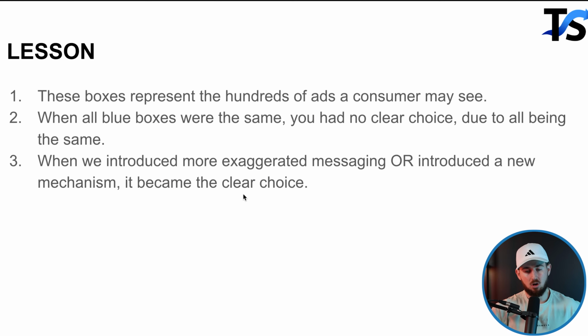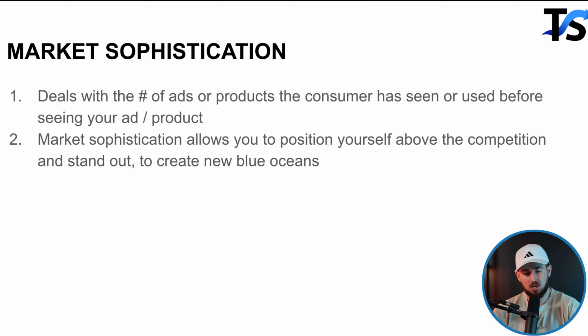Now, as mentioned, all those boxes represent all the other advertisers in the space. And market sophistication purely deals with the number of products people have used prior to using your product. That's the way I want you to keep it. Yes, there's a level of number of ads they've seen, but let's just keep it simple for today. It's focusing on the number of products someone's tried and failed with before seeing your product.